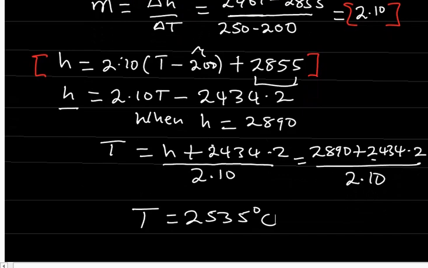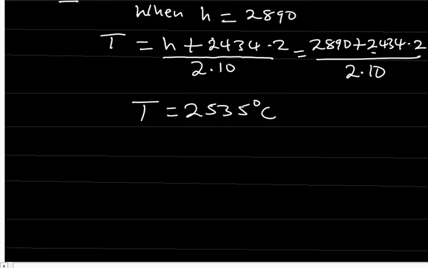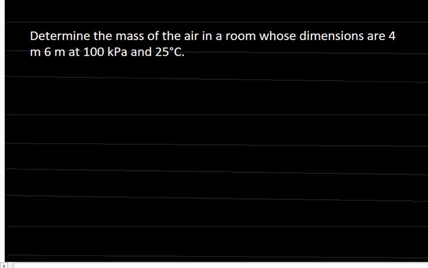All right, so let's proceed with more questions. Here is another example. Determine the mass of the air in a room whose dimensions are 4 by 4 meter by 6 meter. Okay, this dimension is not complete. The question wasn't complete.